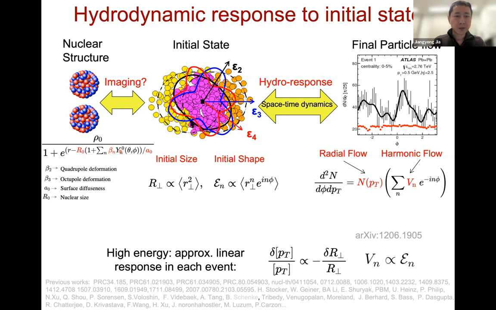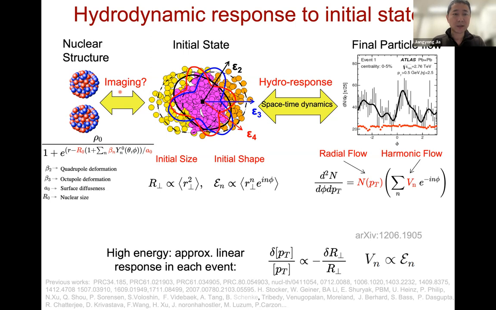The nuclear distribution looks like a classical picture, and nuclear structure is a classical picture. From this simple geometrical picture, using the final state flow and hydro, we basically unfold the flow back into the initial shape and size information, which are then connected to the nuclear structure. So this is a semi-classical picture, a classical picture.